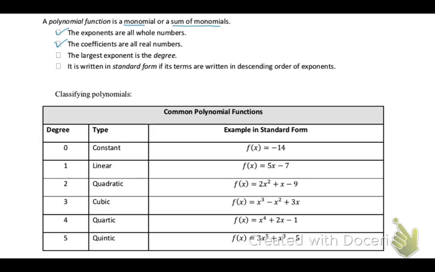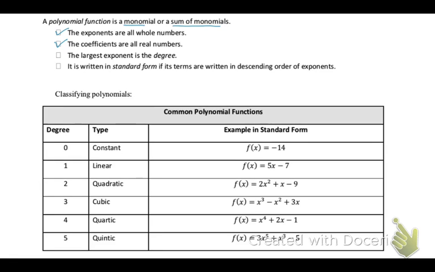The largest exponent in a polynomial is its degree. And then it's written in standard form if the terms are written in descending order of exponents. So look at the table below. You'll need to know this information about classifying polynomials.